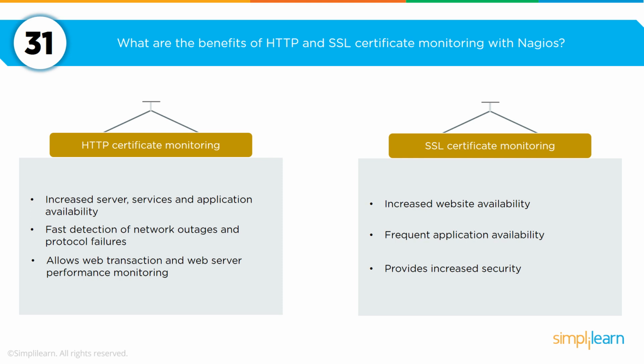So what are the benefits of HTTP and SSL certificate monitoring with Nagios? With HTTP certificate monitoring, it allows you to have increased server, services, and application availability, obviously very important. Fast detection of network outages and protocol failures, and it allows web transaction and web service performance monitoring. SSL certificate monitoring allows for increased website availability, frequent application availability, and provides increased security.